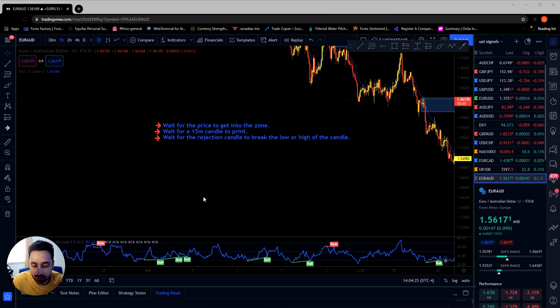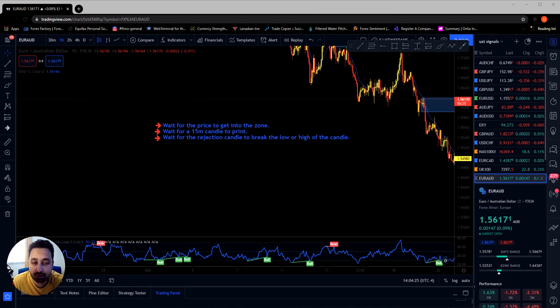For the bearish scenario, let's say we're going to wait for price to come into our zone. We're going to wait for it to print a 15-minute candle or two or three. Perhaps we'll see, we'll look at some examples. And then we're going to want the next candle that is currently running to break the low of the previous candles. One candle, maybe two candles. In every scenario we'll look at.